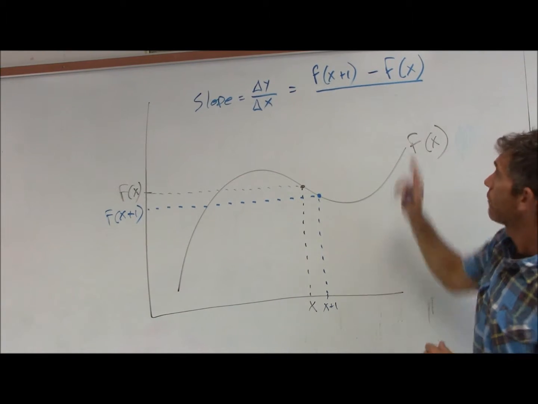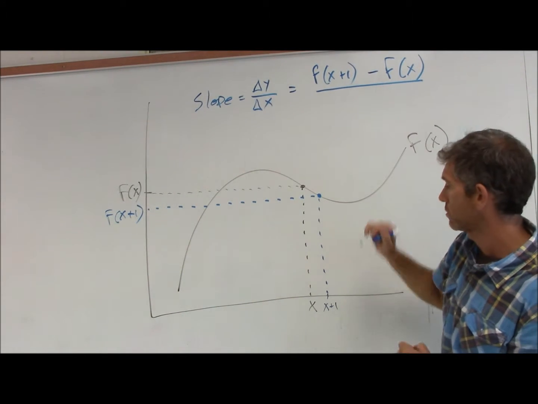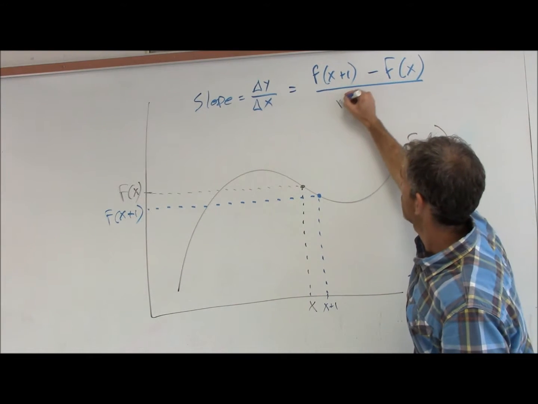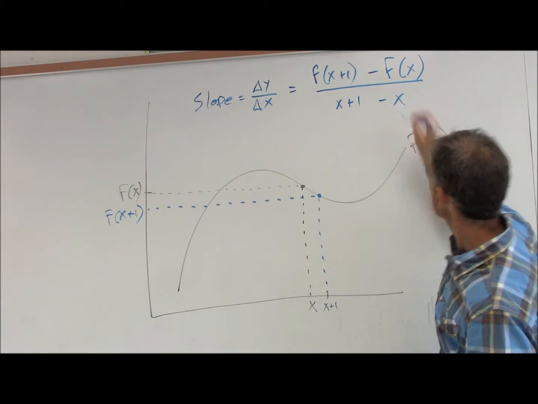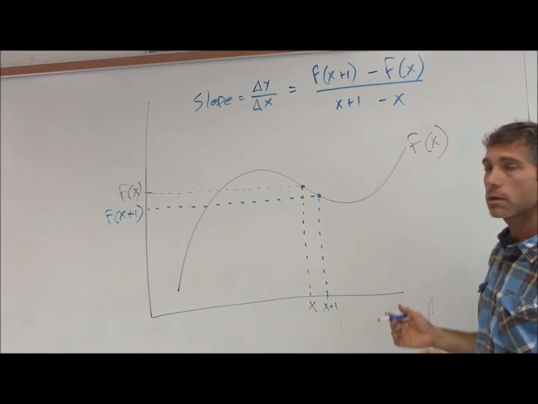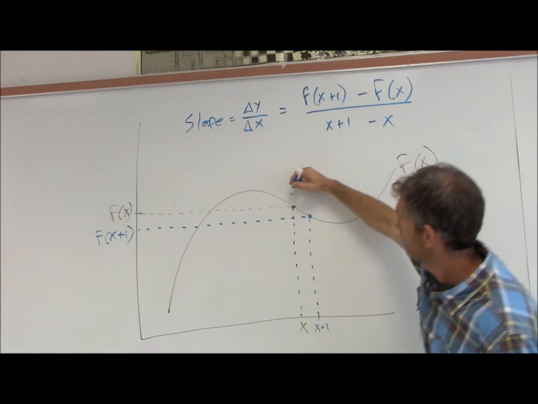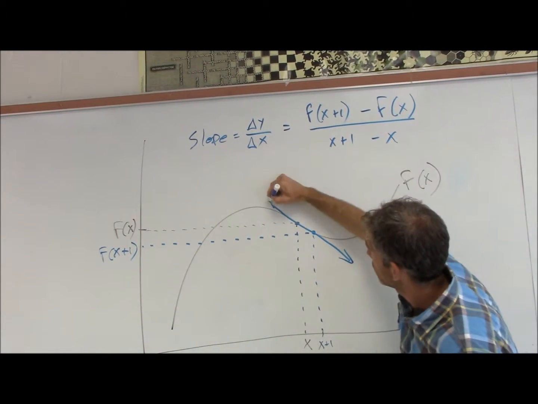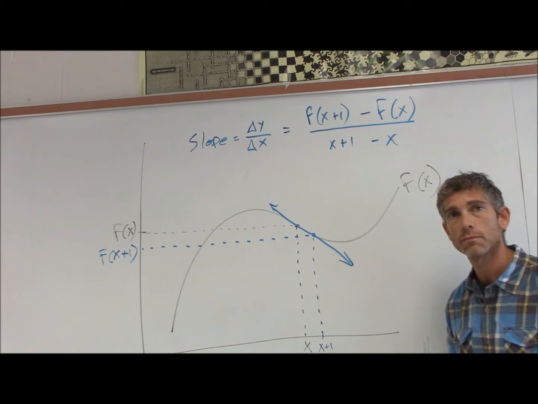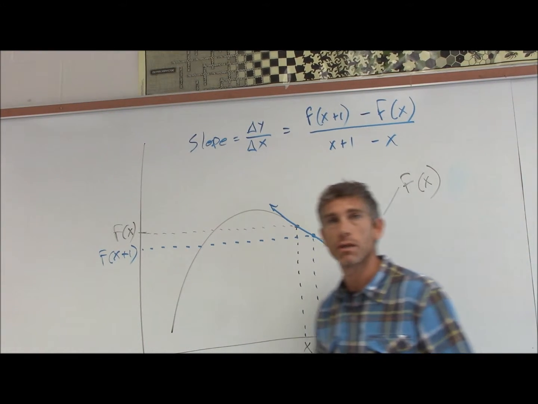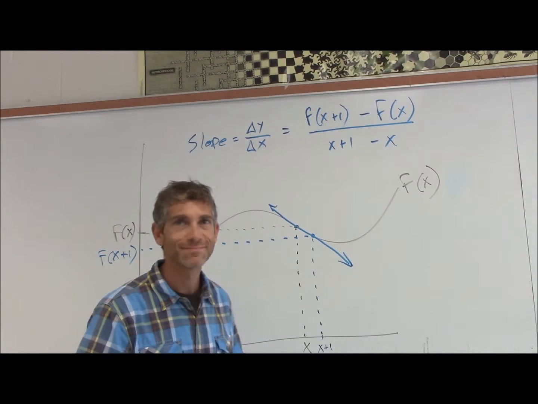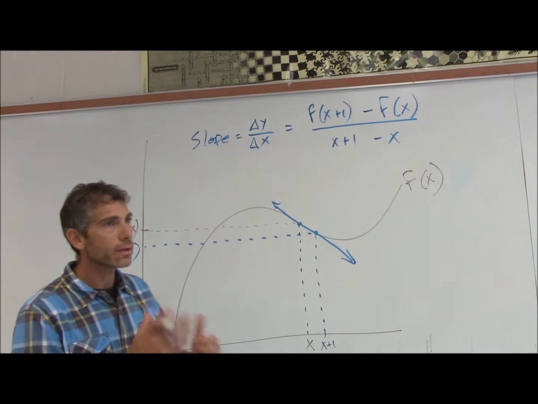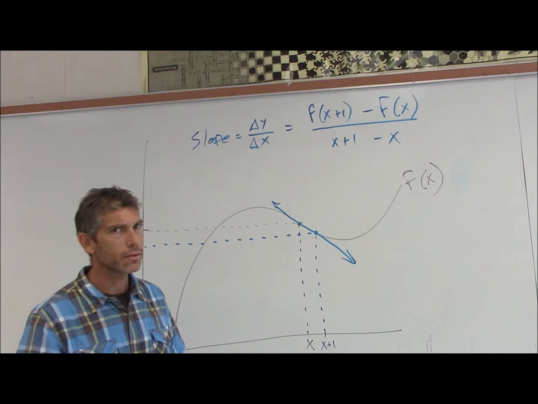So we have our change in y values. We want to divide that by the slight change in x values, so x plus 1 minus x. And that will get us, visually, the slope of the line between those two points. That's called the average rate of change. But that's not what we want. We want the instantaneous rate of change. And here's where it gets a little abstract, but you could probably stay with me.